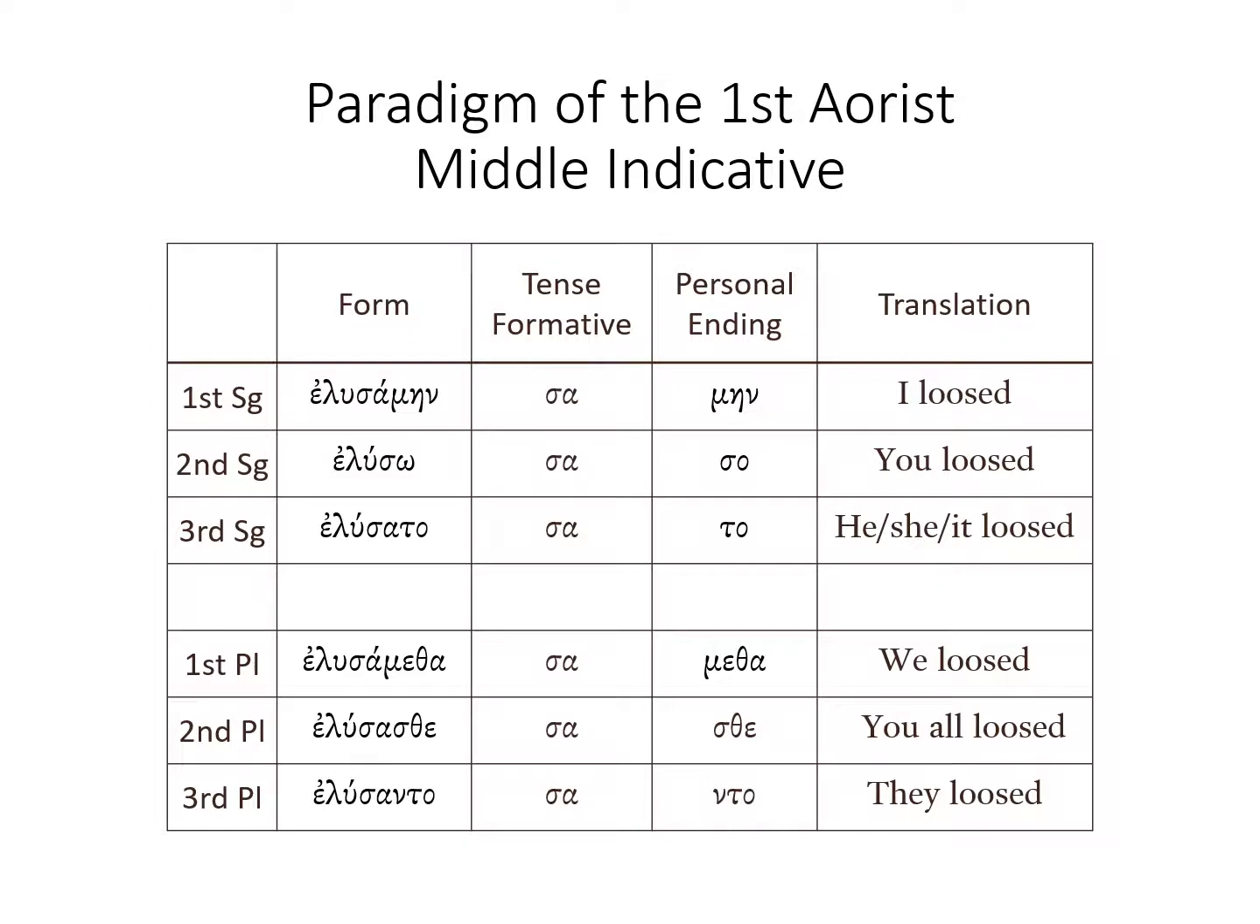Paradigm then of the first aorist middle indicative. Our endings: mên, sao, to, metha, sthe, nto. Beautifully consistent sigma alpha all the way through. How, though, do we get from sao to sô? Well, we remember that the sigma between two vowels is weak and drops off. Omicron with alpha equals omega.